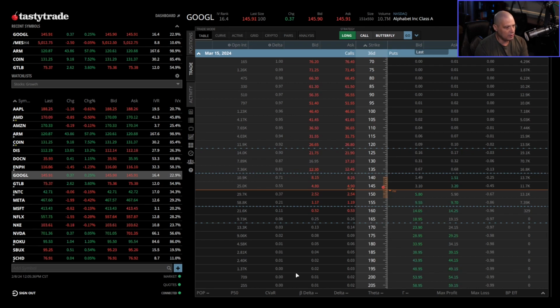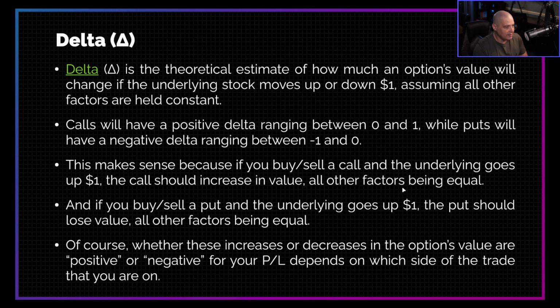So why are the call deltas positive? Why are the put deltas negative? Well, it kind of makes sense because when you buy or sell a call and the underlying stock goes up $1, your call option price also increases in value, right? It goes up in value, all other factors being equal. And if you're buying or selling a put and the underlying stock goes up $1, what happens to your put price? The put goes down in value, it loses value, all other factors being equal.